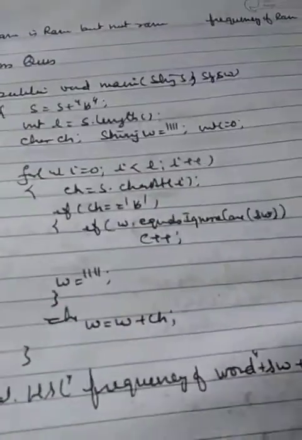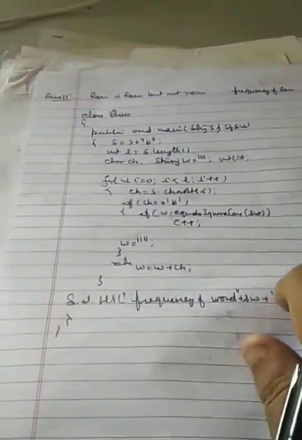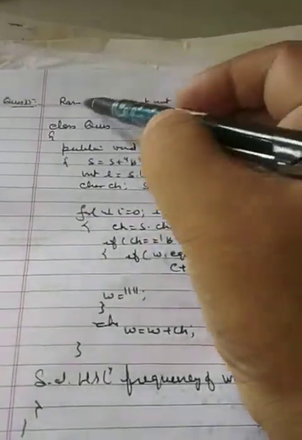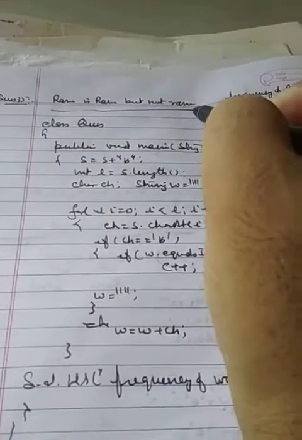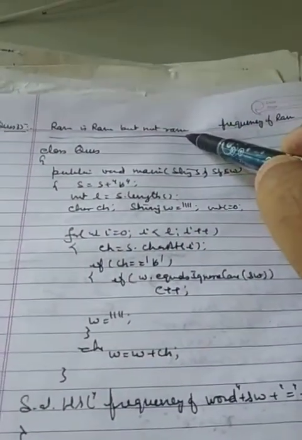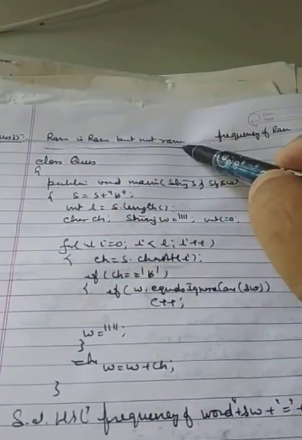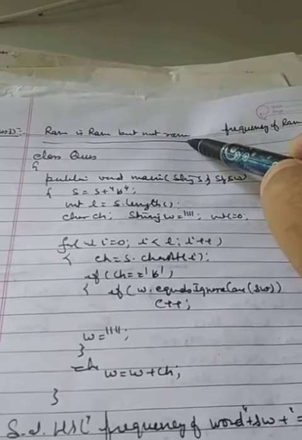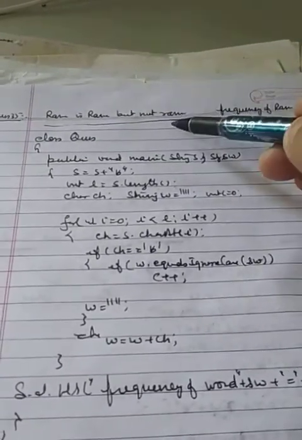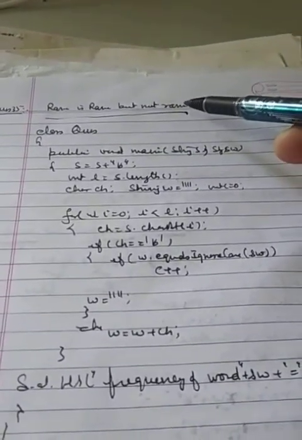Now the 35th question. It says, it is easier than that, you have to enter a sentence, "Ram is Ram but not Ram". You have to find out the frequency of a specific word, as you can see in the given example. Suppose I want to find out the frequency of Ram. Ram occurs in this sentence 3 times.